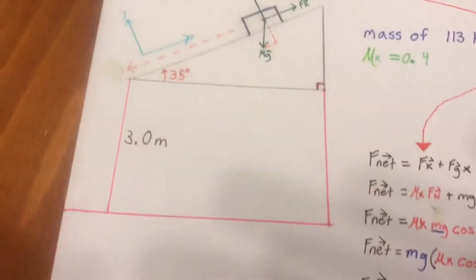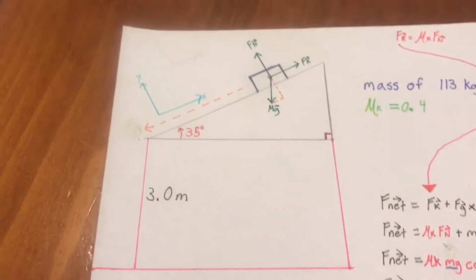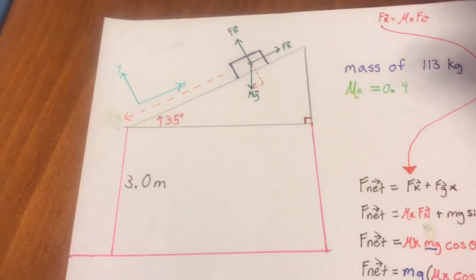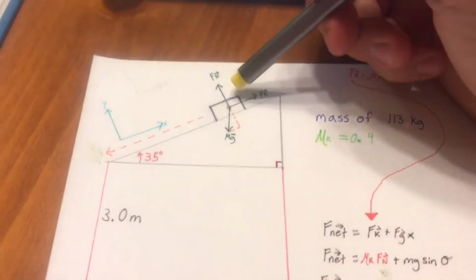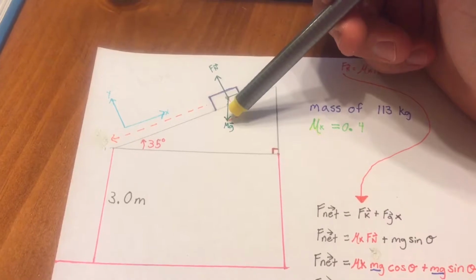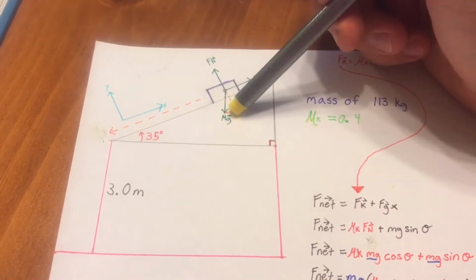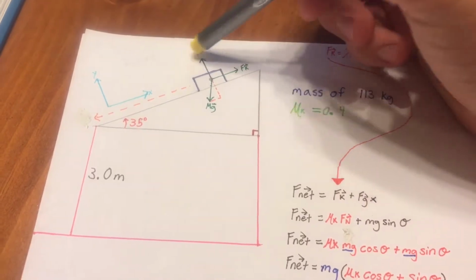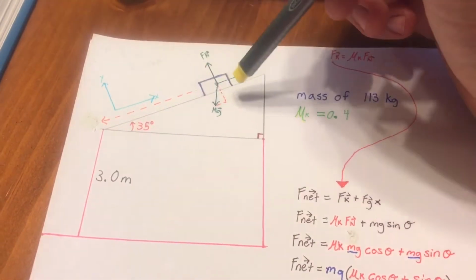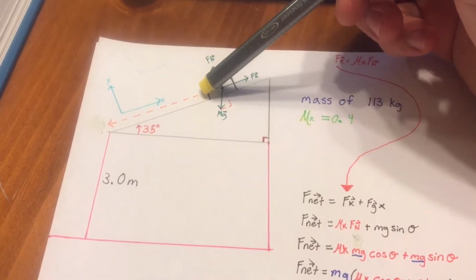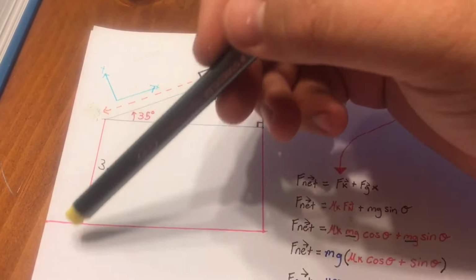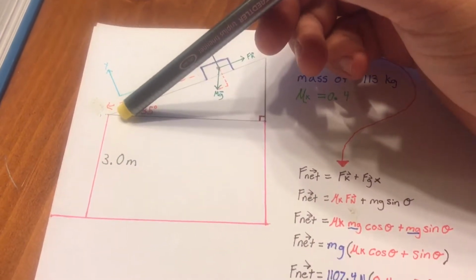So I set up my picture along with a free body diagram, labeling my x and y axes. I have a normal force pushing up and a force of gravity, which is mass times gravity. And right here I have a force of kinetic friction. The kinetic friction is pulling this way, but the pack of shingles is sliding this way off the roof. And the edge of the roof is 3 meters above the ground.